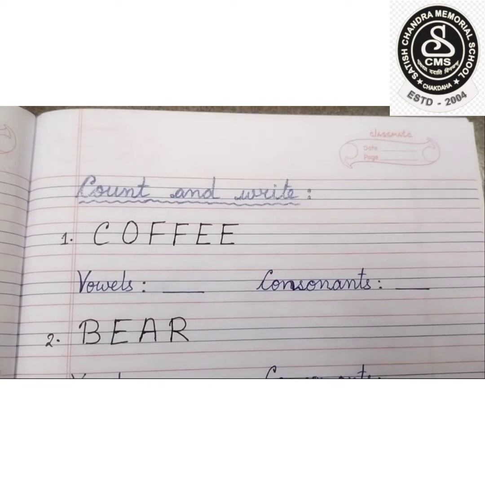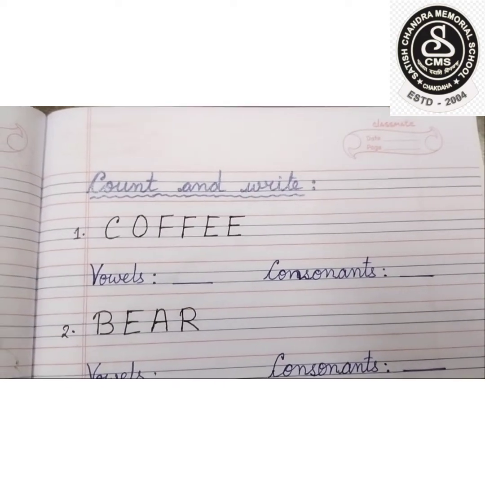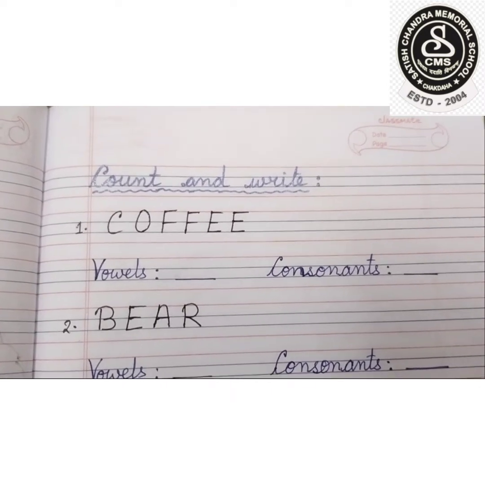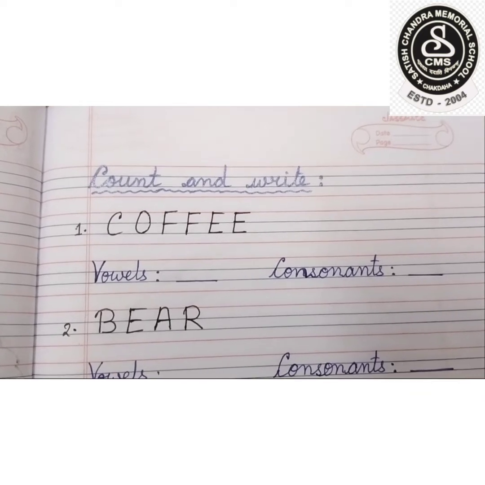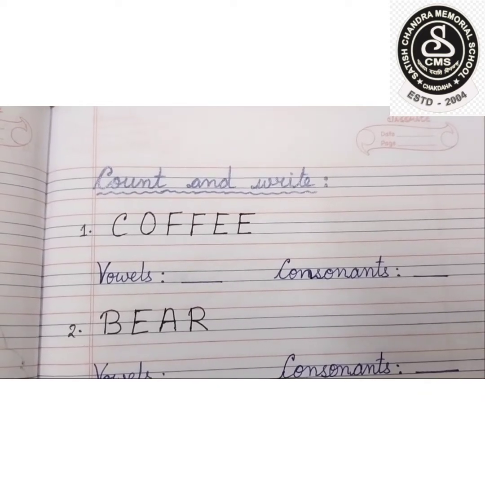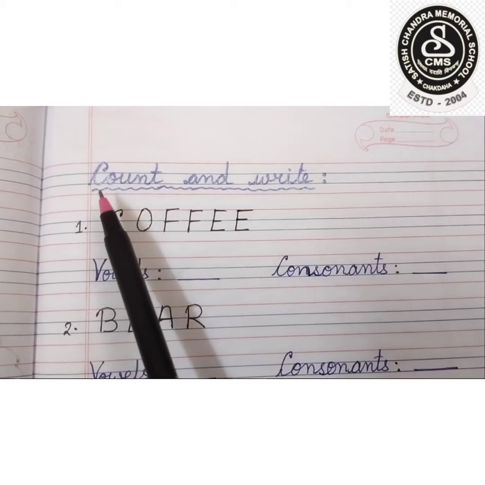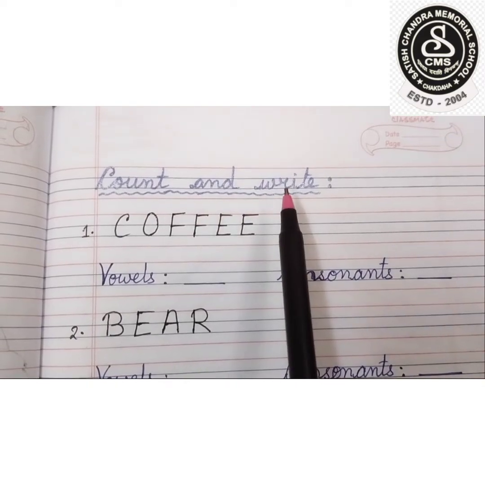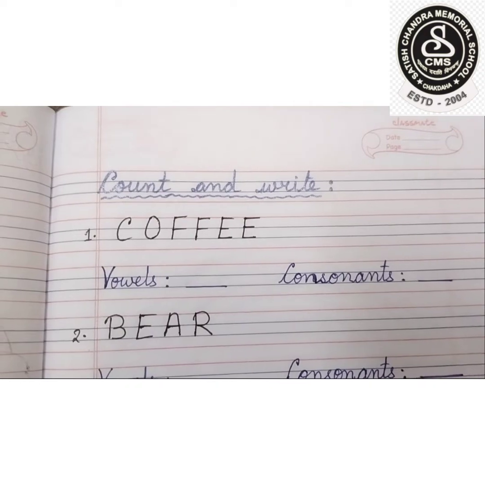Now children, please take out a new page. We will do another exercise on vowels and consonants. First, as I always say, before doing some work, you should always read the heading. So all of you read with me. What is written over here? Count and write. Count and write.